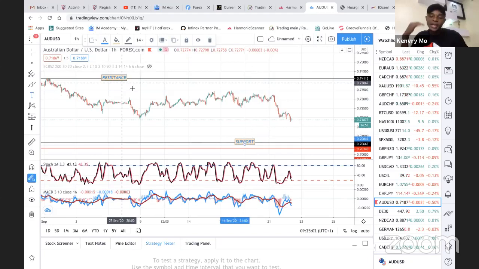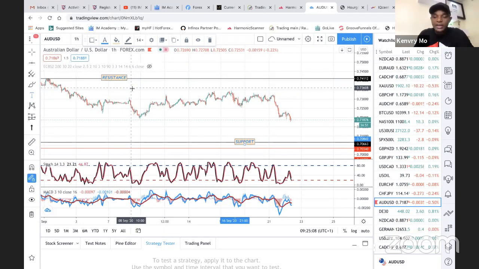What's a resistance? Something that causes the market to sell. What's a support? Something that causes the market to buy. Support is a floor. When the market gets to floors in the past, the market buys, and when the market gets to a ceiling, it sells. It's like something falling from a ceiling: if you want to jump, you can only jump from a floor. You can't jump from a ceiling.